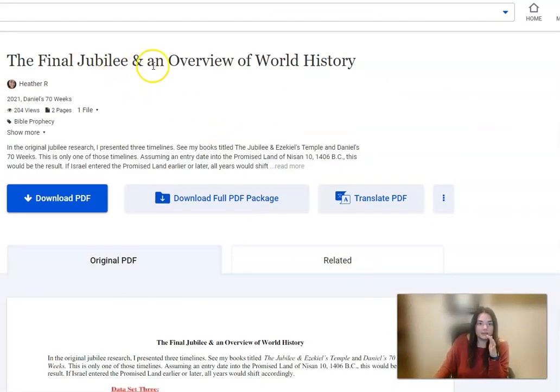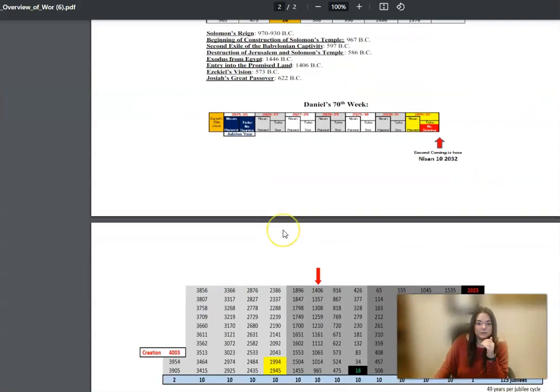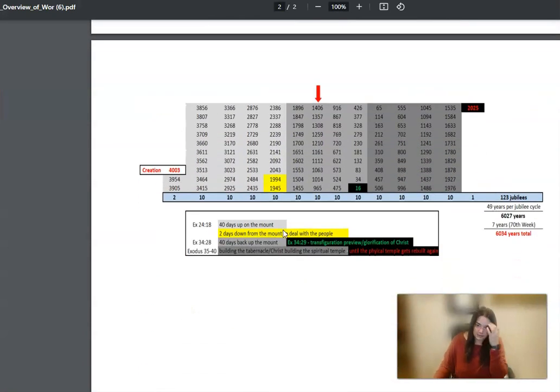This is the final Jubilee and an overview of world history. If you guys have not seen me go through this before, you will see me go through it now. So this is probably the easiest chart to explain this, where the overview of world history from creation to kingdom is overlaid by the pattern in the mount. The events from the giving of the law on Sinai in Exodus 19 through Joshua 13 provide a precise and exact overlay of world history in type and shadow.